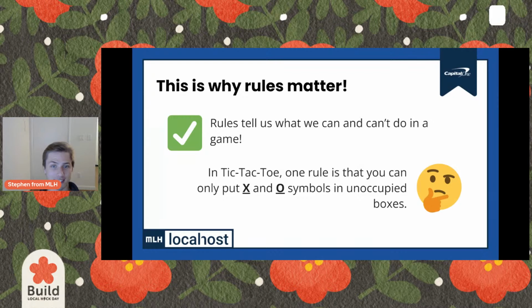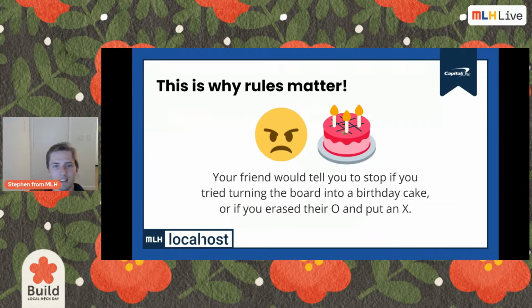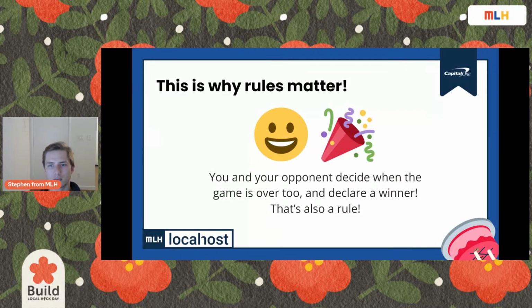So rules basically tell us what we can and can't do. In tic-tac-toe, there's actually one rule, which is you can only put X and O symbols in unoccupied boxes. And this is why rules matter, because your friend would tell you to stop if you tried to turn the board into a birthday cake, or if you erased their O and put an X, right? Because you've agreed on a set of rules and you can't violate those. How else would you choose a winner, for example?